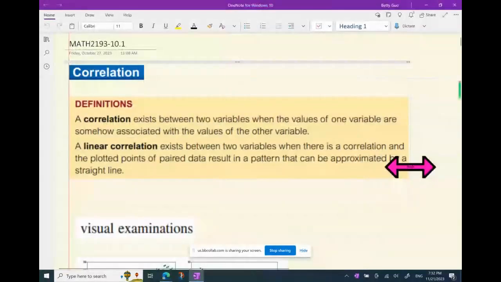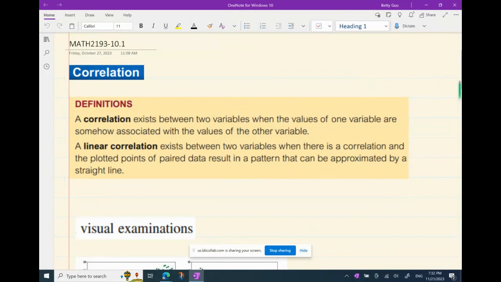All right, so 10.1 is about correlation. What is correlation? Correlation describes a relationship between two variables. The formal definition of a correlation is right here. A correlation exists between two variables when the values of one variable are somehow associated with the values of the other. And correlation includes linear correlation and nonlinear correlation. In this class, this chapter focuses on linear correlation.